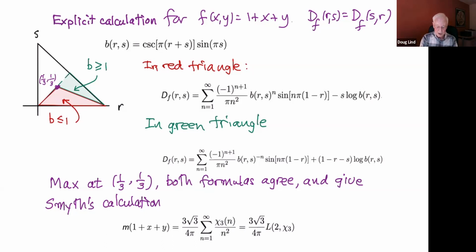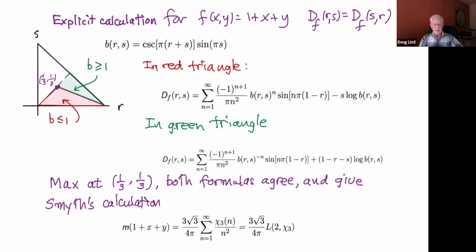It looks like this, using nth powers, where b of r, s is less than or equal to 1, this converges absolutely. In the other part, in the green part, you'll use negative powers of b, which is again convergent absolutely. And the max of this function is at the median point, 1/3, 1/3. If you plug this value for r and s into this formula, either one, you will end up getting the Mahler measure, and that Mahler measure was computed by Chris Smyth a long time ago by this explicit formula.